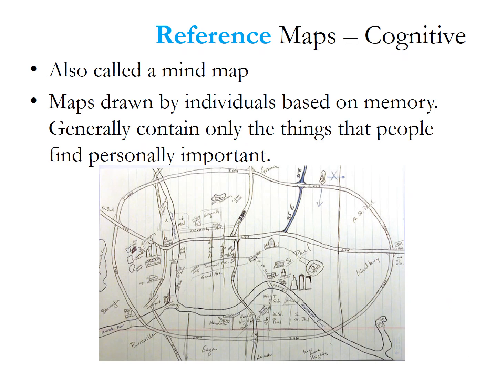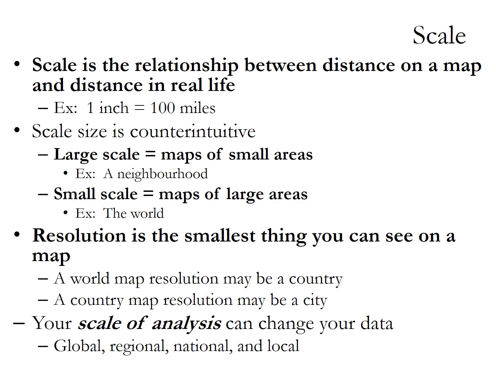And then finally, switching gears completely from thematic maps showing data, we switch to reference maps. Now we know all maps, like the one that you see on my classroom wall, the one that you see on Google Maps, those are all reference maps. But a special type of reference map is a cognitive reference map, or a mind map. These are ones that people draw based off memory, and they only include things that people remember.